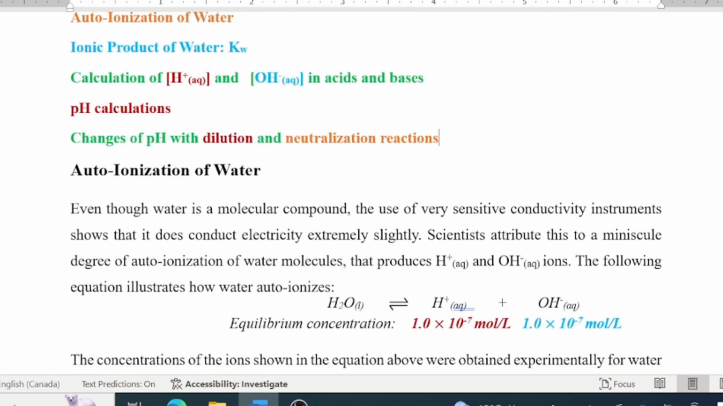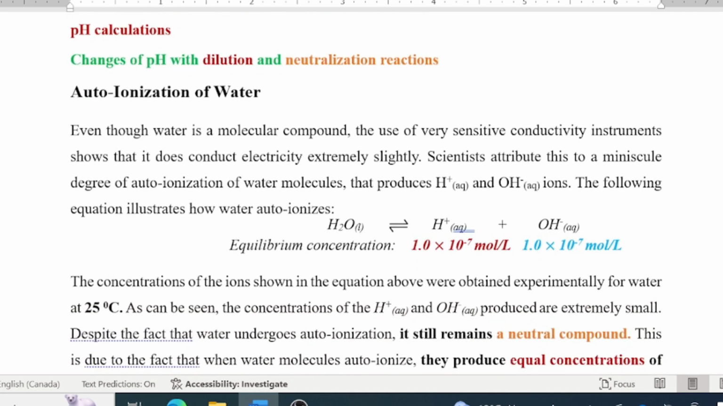The point that is made here is this: even though water is a molecular compound, the use of very sensitive conductivity instruments shows that it does conduct electricity very slightly. Scientists attribute this to the autoionization of water that produces tiny amounts of H and OH ions. So the equation here is showing you the autoionization of water. Look how water autoionizes to give you hydrogen ions and OH ions.